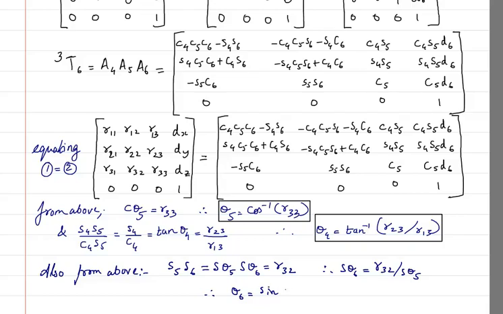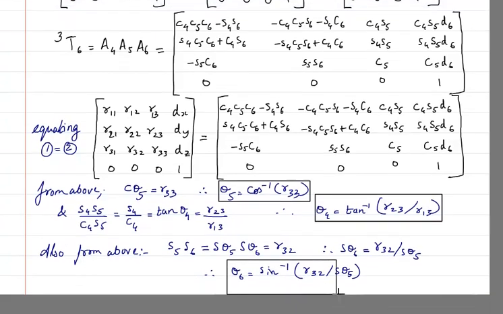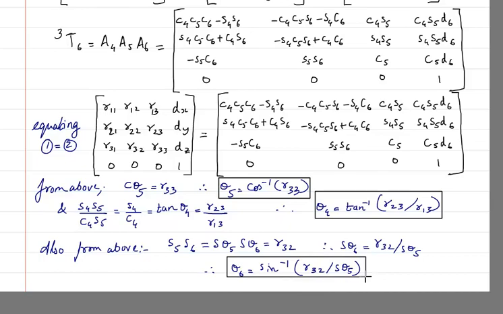sine inverse of r32 divided by sine theta 5. So this is the third equation. Because we have already found theta 5, we will be able to very easily find theta 6. So with this we can very clearly see that we have found theta 4, theta 5, theta 6. This same thing we can apply for the case of the spherical wrist. Thank you.